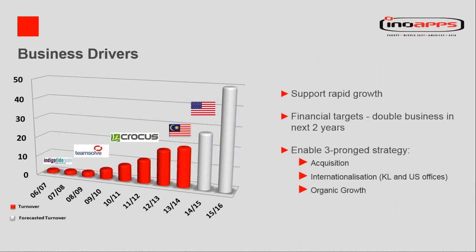So just to reiterate that, we've seen a lot of growth over the last few years, driven by an aggressive three-pronged approach, which is: go out, make some acquisitions, become an international company, and continue the strong organic growth that we've seen year on year since we started the company. We've still got, from today, financial targets that double in the next 2 years.